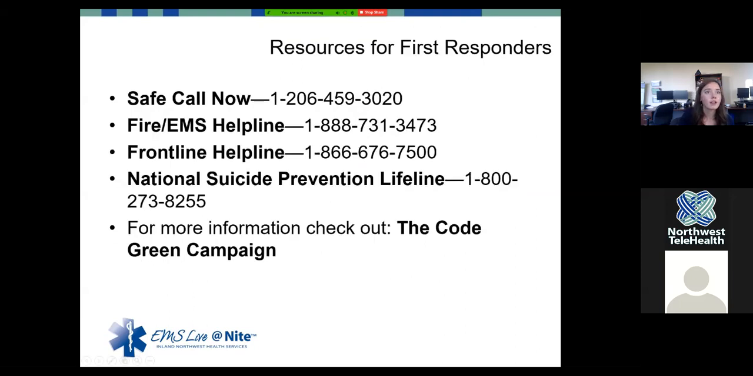So lastly here, here are the phone lines that you can call if you need to talk to someone or get connected with resources. Those first three are all EMS first responder specific, so the person on the other line is a first responder. And then the Code Green campaign, that's where I was exploring and got these numbers, although you could just find them online anywhere. It is a first responder oriented mental health advocacy and education organization, and there were a lot more resources on their website. So if you want more information, you can check that out as well.